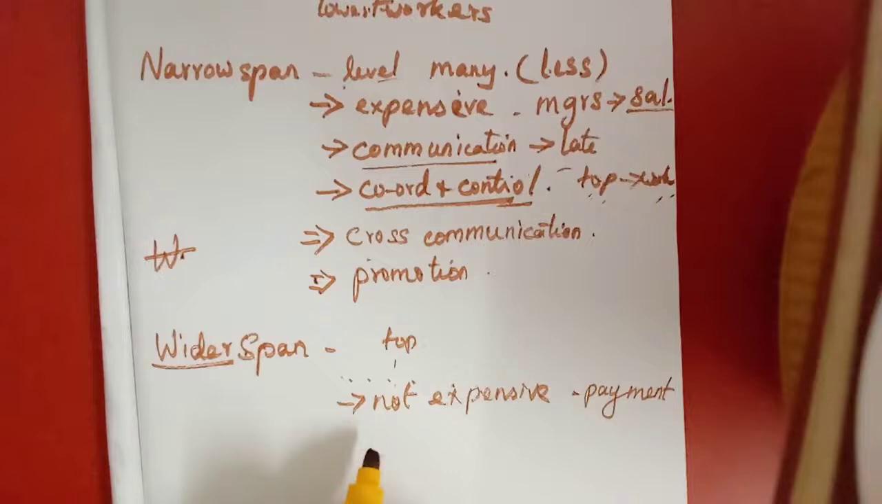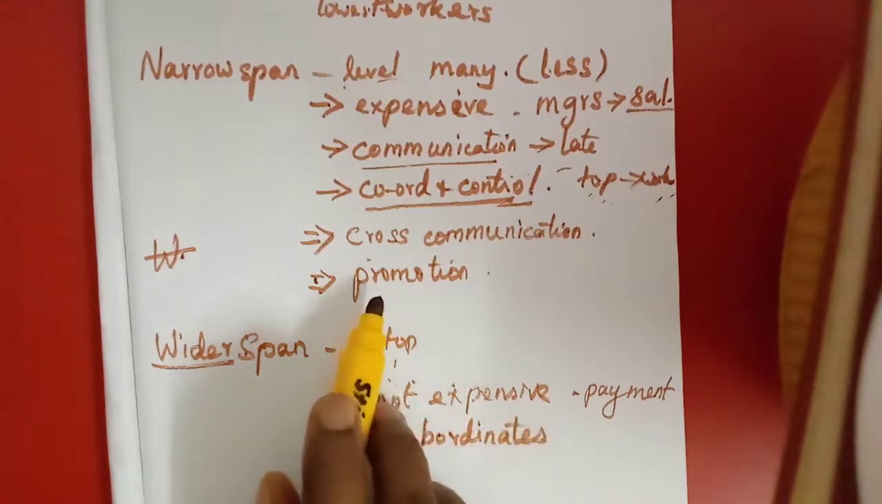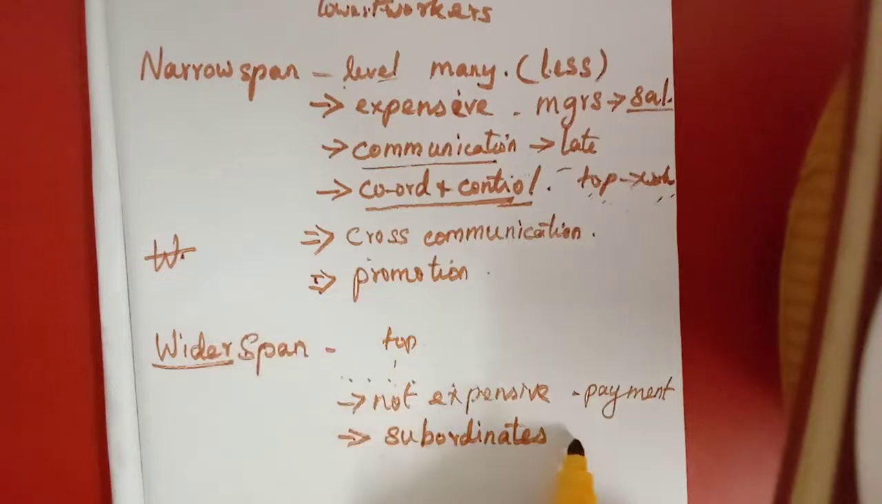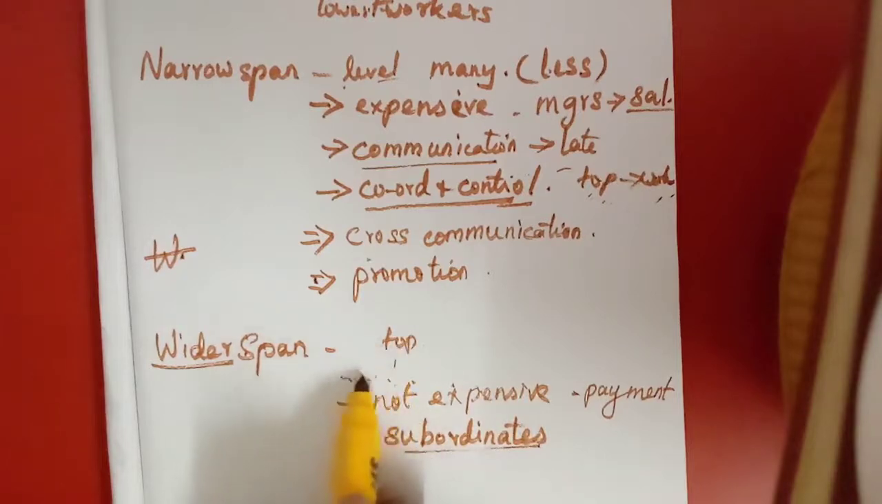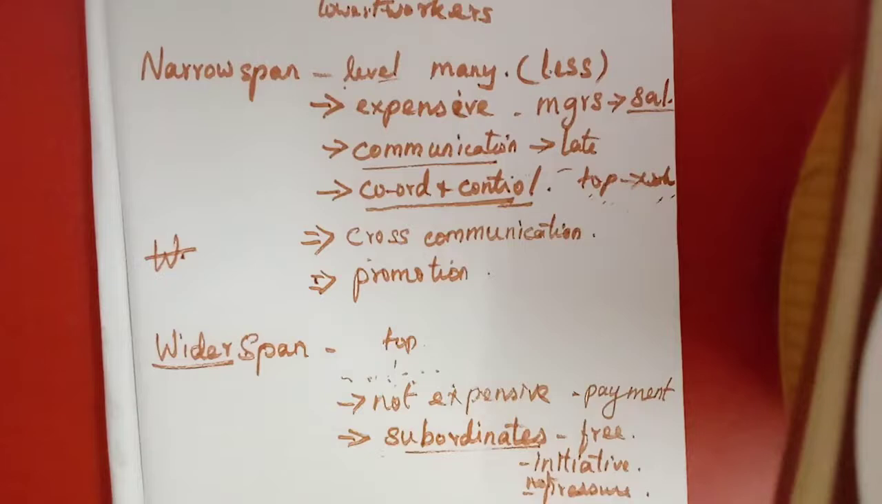Then the subordinates or lower level workers can work in a free atmosphere. In the narrow span, the immediate supervisor will be watching the lower level workers every time. But here, since it is a wider span, the top manager has many people to take care of, so they may not be disturbed often. He can use his own initiative, without any immediate pressure from the top level people. So he can work freely in the organization.